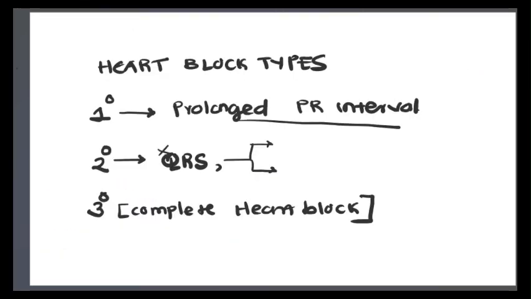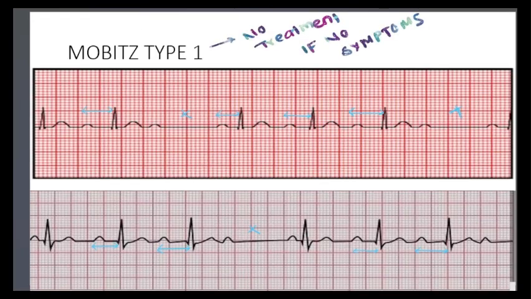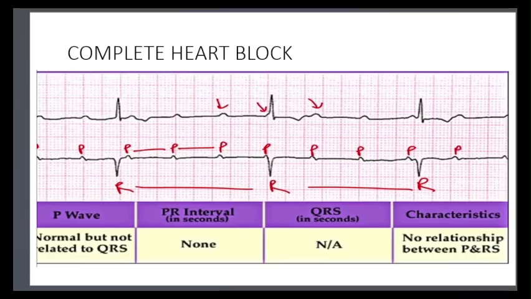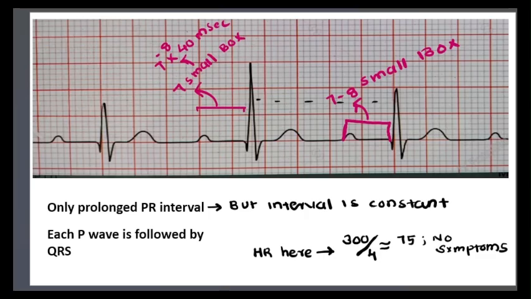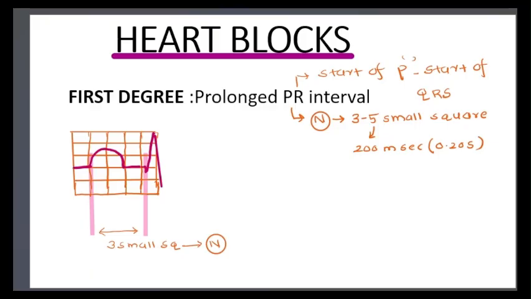And we have complete heart block, also called third degree heart block. So we have first degree, second degree with two types, and third degree heart block. So let's go one by one. First one is first degree heart block. First degree heart block means there is a prolonged PR interval.